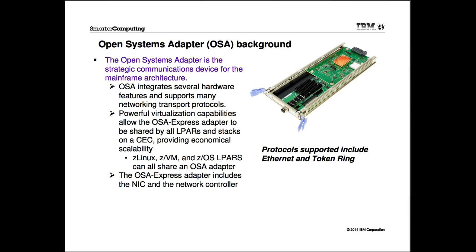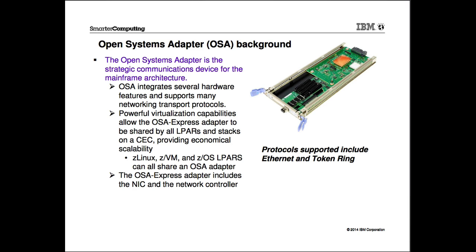OSA is a very flexible card that is programmable to run multiple protocols. The same OSA card can run Ethernet, can run Token Ring, can run SNA, it can run a lot of different technologies. So it integrates several hardware features and supports many networking transport protocols. One of the key strengths of the OSA is its powerful virtualization capability, which is natively built in on the card. It allows the OSA-Express adapter to be shared by all LPARs and stacks on a system, which gives economical scalability. The same OSA card can be shared by z/VM, z/Linux, and z/OS LPARs. They can all share an OSA adapter. The OSA adapter includes both the NIC and the communication network controller.